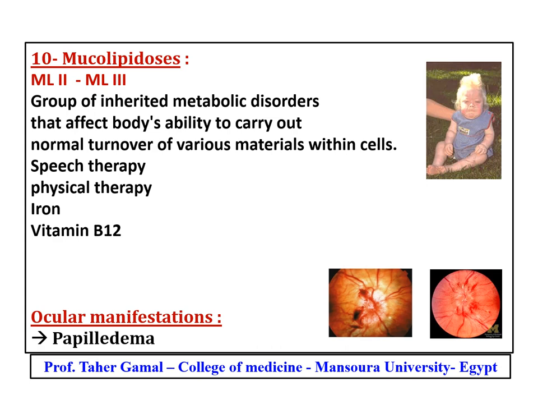Other metabolic syndrome is mucolipidosis. We have two types, mucolipidosis type 2 and type 3. It's a group of inherited metabolic disorders that affect the body's ability to carry out normal turnover of various materials within the cells, speech therapy, physical therapy, iron, and vitamin B12. The ocular manifestation manifested by papilledema.